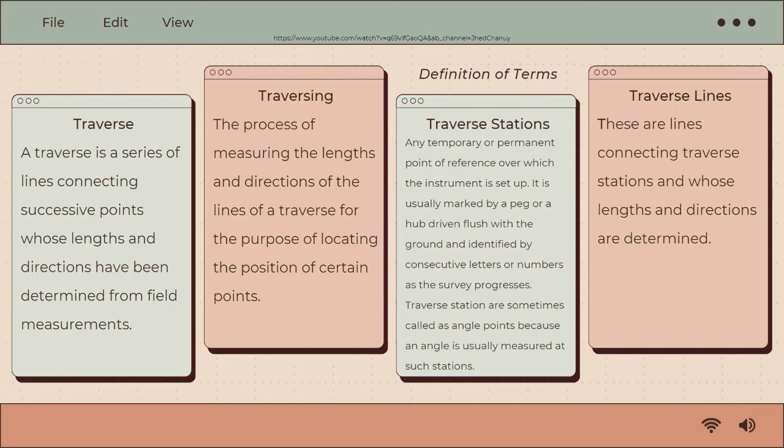Traverse stations. Any temporary or permanent point of reference over which the instrument is set up. It is usually marked by a peg or a hub driven flush with the ground and identified by consecutive letters or numbers as the survey progresses. Traverse stations are sometimes called angle points because an angle is usually measured at such stations. Traverse lines. These are lines connecting traverse stations and whose lengths and directions are determined.